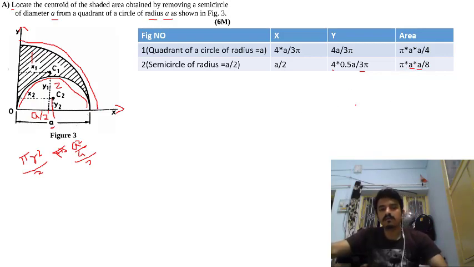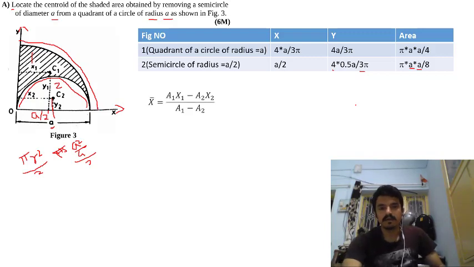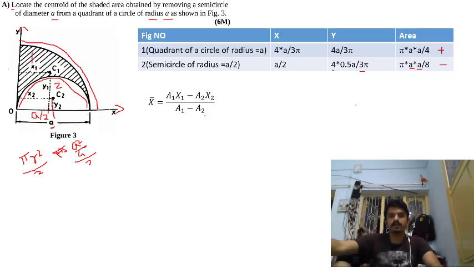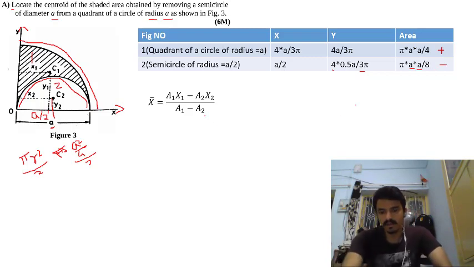Then using the formula, x is equal to a1 x1 minus a2 x2 divided by a1 minus a2. Now here the area of this semicircle is taken as negative because here is no shaded area. The shaded area is for this quadrant of circle only. So a1 will be taken as positive, whereas this area a2 will be taken as negative. So using this formula we'll solve it like this.